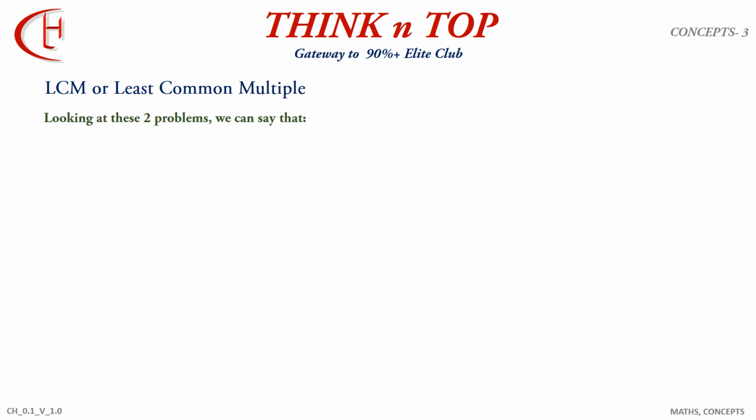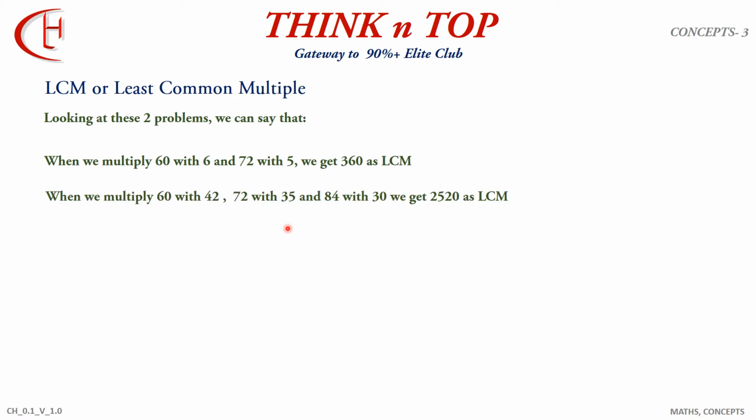Why do I say that this is a better method? Because when we multiply 60 with 6 and 72 with 5, we get 360 as LCM. Good. This is a smaller table. We got it early. But what is the case in the next example, example 2, when we have 84 as well? When we multiply 60 with 42, 72 with 35 and 84 with 30, then we get 2520 as LCM. So you can see how many times you have to multiply. The table will go long, very long, it will take more time. So we will stay focused on the prime factorization method. That is a better method. So this is how you find the least common multiple for 2 or more numbers.